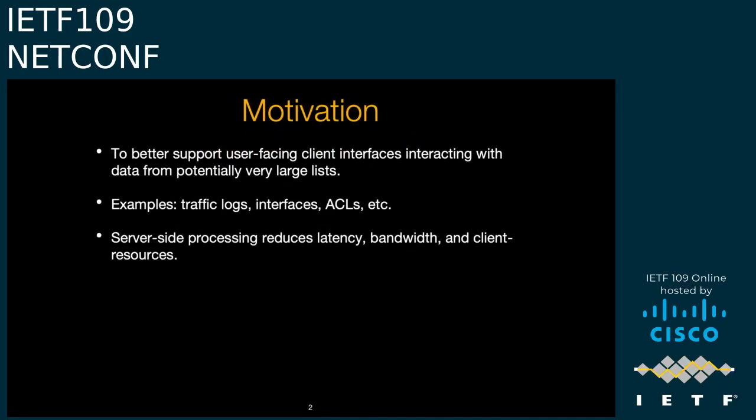The motivation for this work is first and foremost to better support user-facing client interfaces interacting with data from potentially large lists. Examples of potentially large lists include traffic logs, or really any time series data, which might include audit logs, but in general, that is config false operational state type data. But also within configuration, there are some very large lists. Sometimes interfaces or firewall rule bases can grow to be in the thousands. And of course, it's all very manageable today with existing NetConf. Already the client gets the entirety of the large configured list and then handles it itself in its own memory.